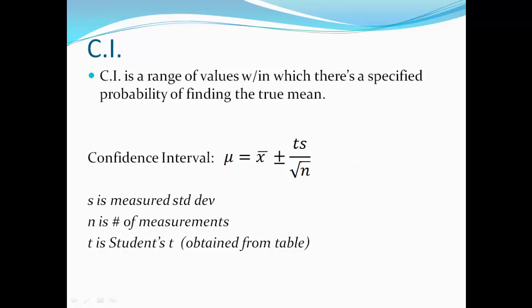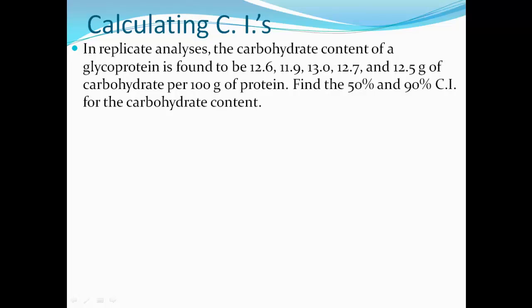All right, let's do a problem. This is the example used in your book. It reads, in replicate analysis, the carbohydrate content of a glycoprotein, which is just a protein with a bunch of sugars attached to it, is found to be 12.6, 11.9, 13.0, 12.7, and 12.5 grams of carbohydrate per 100 grams of protein. Find the 50% and the 90% confidence interval for the carbohydrate content.